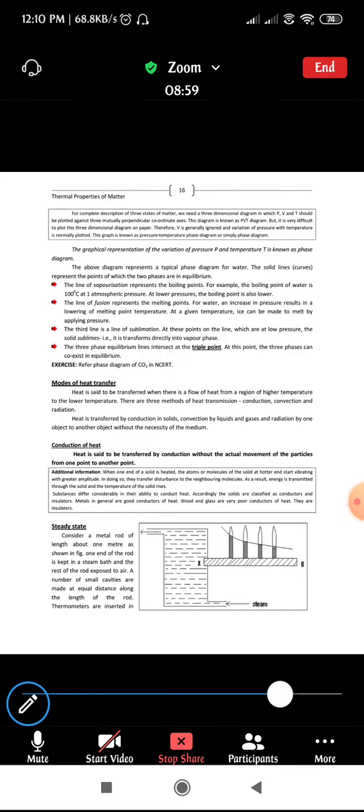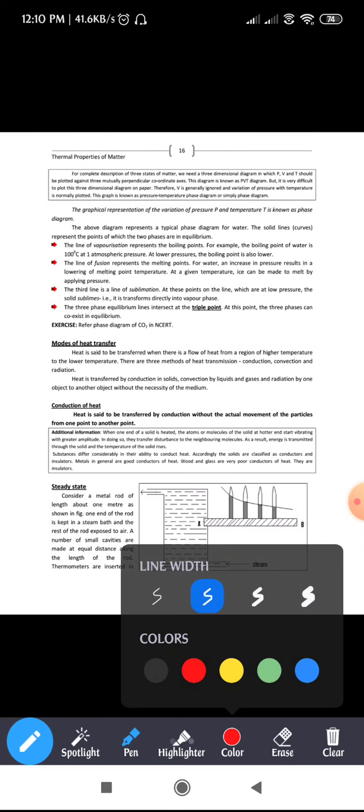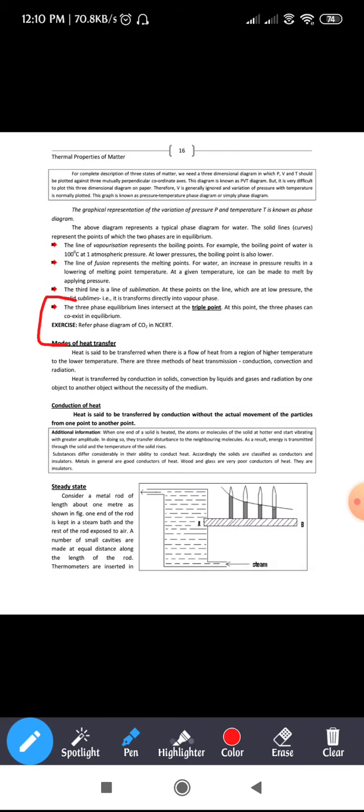Okay, fine. See, I'll just read that out, and let me explain later. The three phase equilibrium lines intersect at the triple point. At this point, the three phases can coexist in equilibrium. That means a substance can exist in all the three phases, that is solid, liquid and gaseous state, at a point called the triple point.